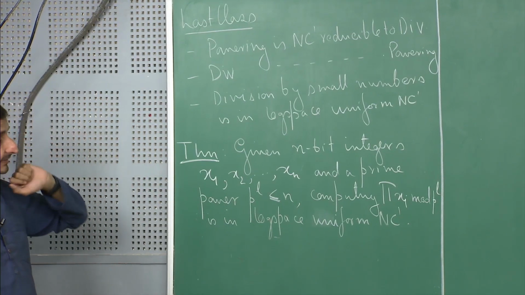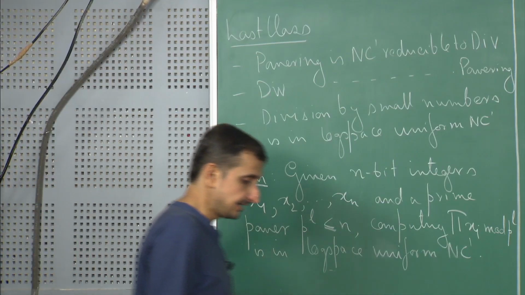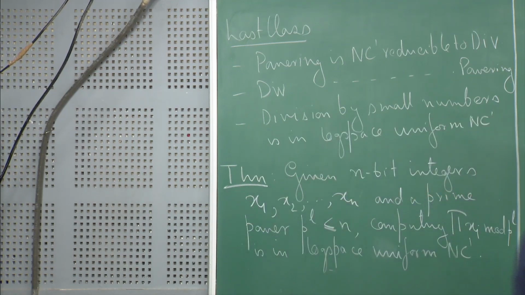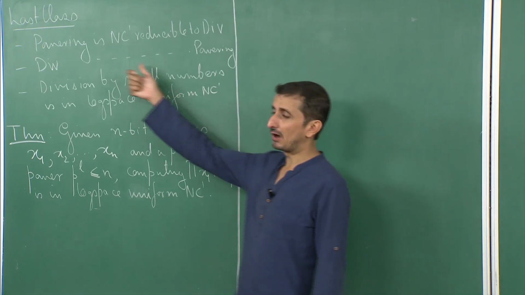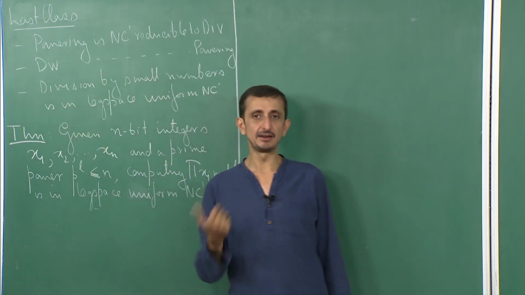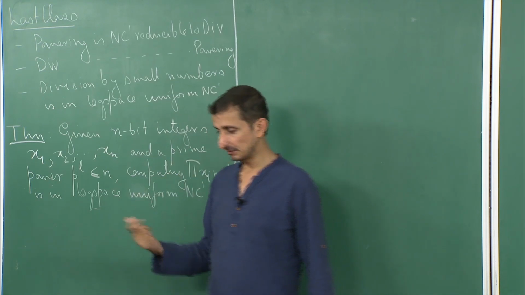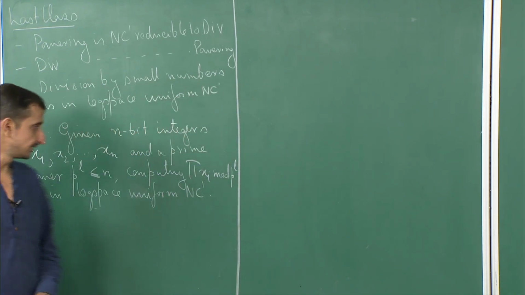And also the other thing that we observed last time is this other problem, iterated product. So ultimately our goal is to show that iterated product can be done in NC1, because observe that powering is nothing but a special case of iterated product. Okay, so that is the goal that we want to solve, that iterated product is in NC1.